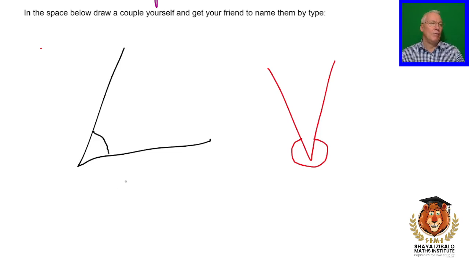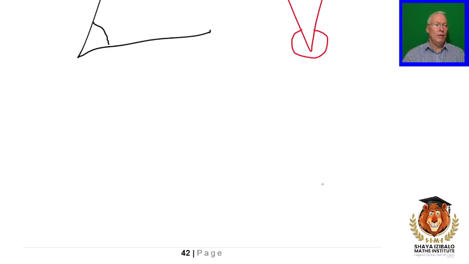Right, draw maybe 4 and then swap books with your friend and get your friend to just write in what they are.